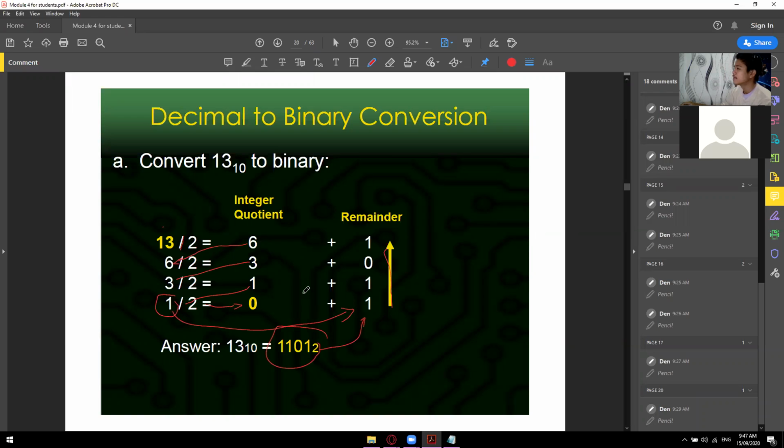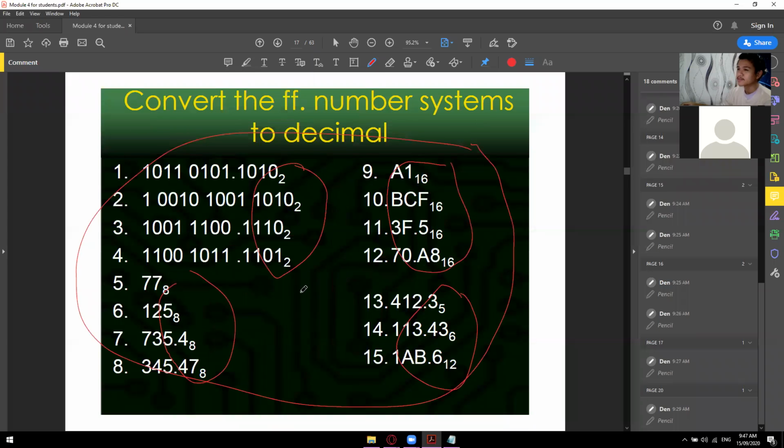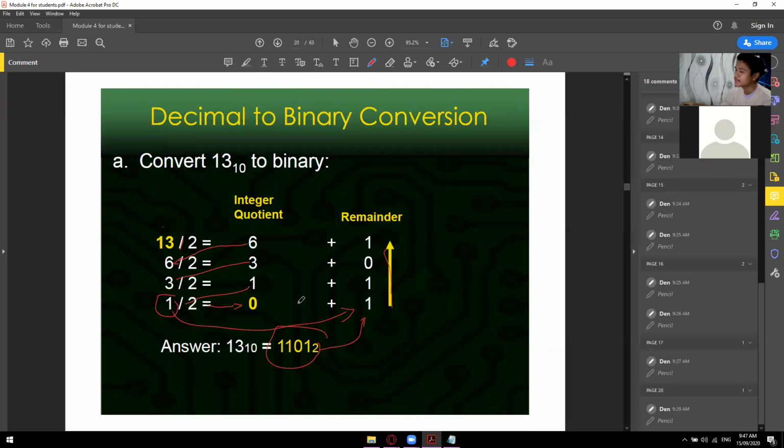Earlier, for any base to decimal, you multiply. This one is division. Then your final answer you get from the remainders, from bottom to top. Okay? So, when do you stop dividing? You stop dividing when it is no longer divisible.